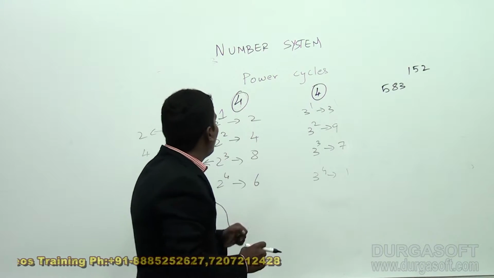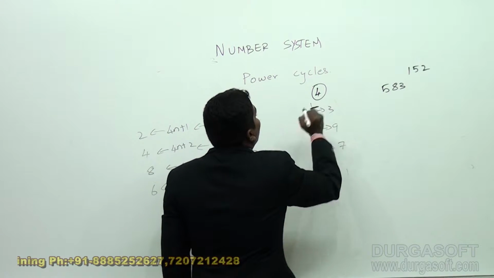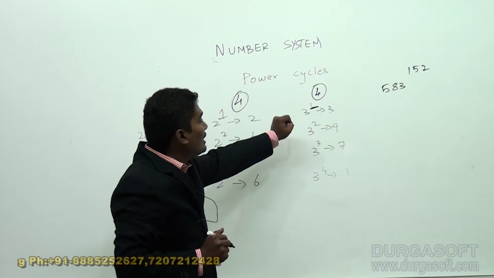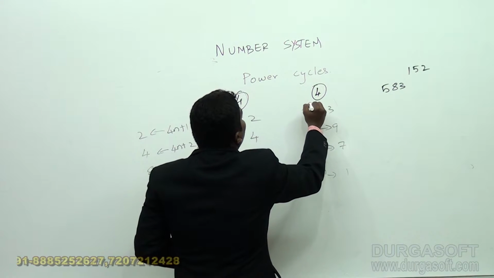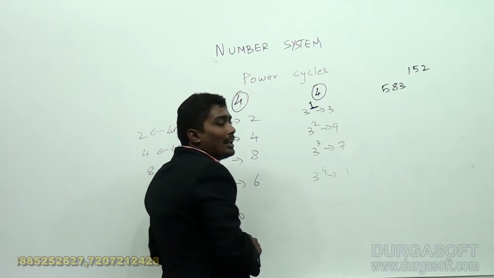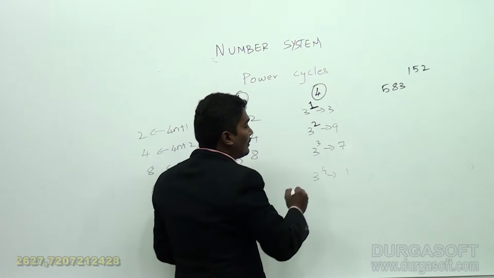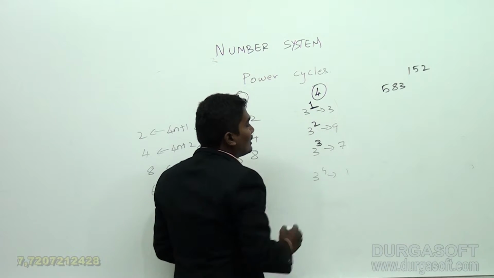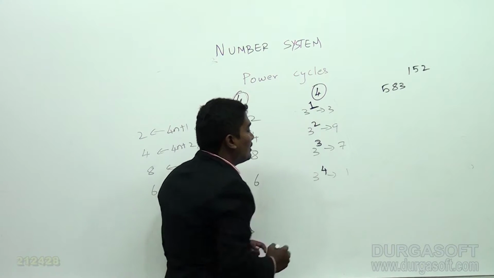Now I already told you the meaning of the power cycle: if I divide the power by 4 and I get the remainder as 1, the last digit will be 3. If I get the remainder as 2, the last digit will be 9. If I get the remainder as 3, the last digit will be 7. And if I get the remainder as 4, the last digit will be 1.